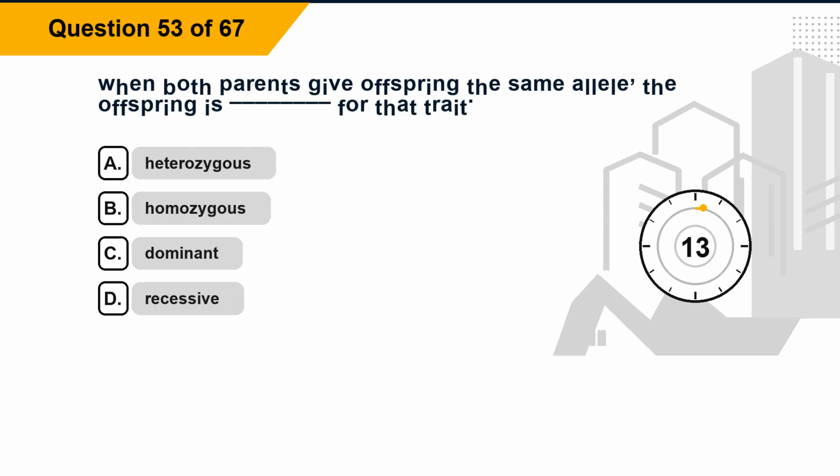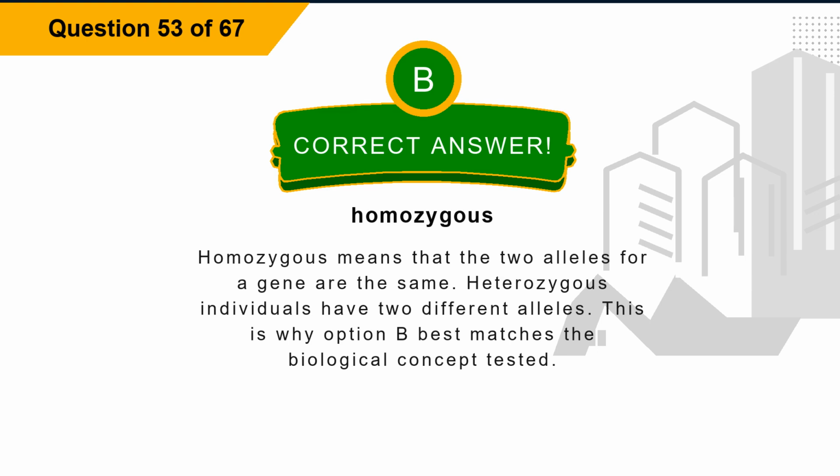Question 53. When both parents give offspring the same allele, the offspring is blank for that trait. Option A. Heterozygous. Option B. Homozygous. Option C. Dominant. Option D. Recessive. The correct answer is option B.